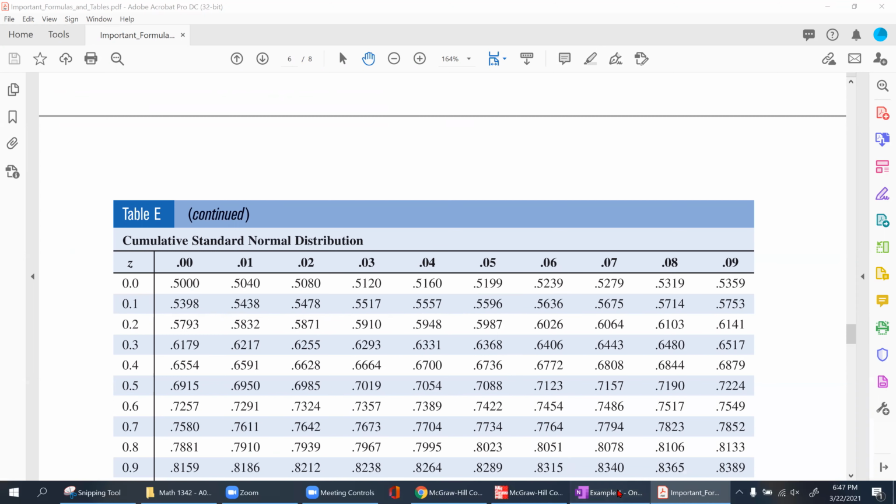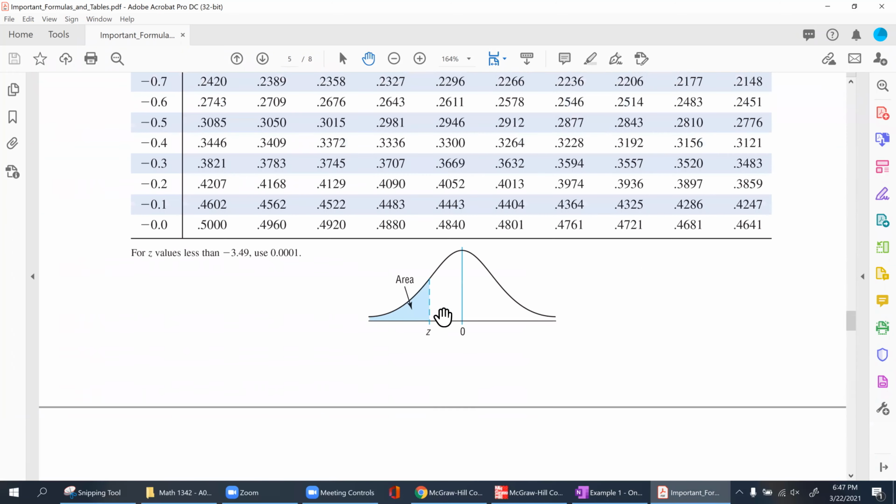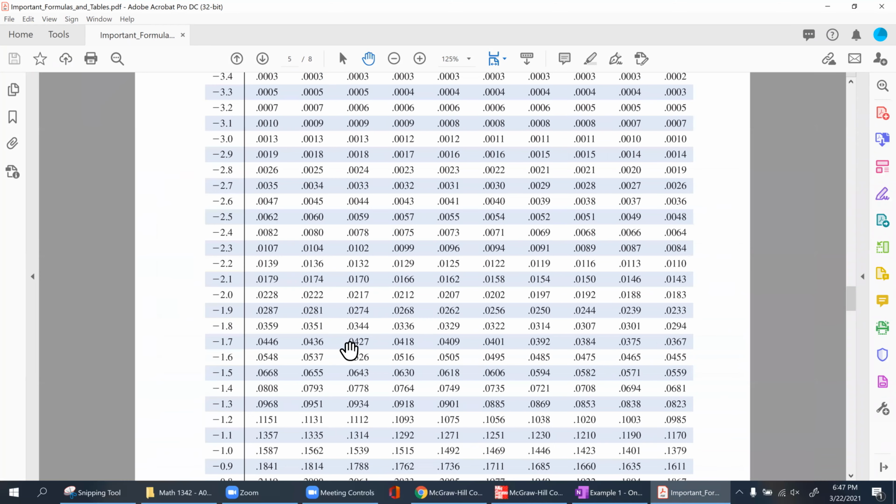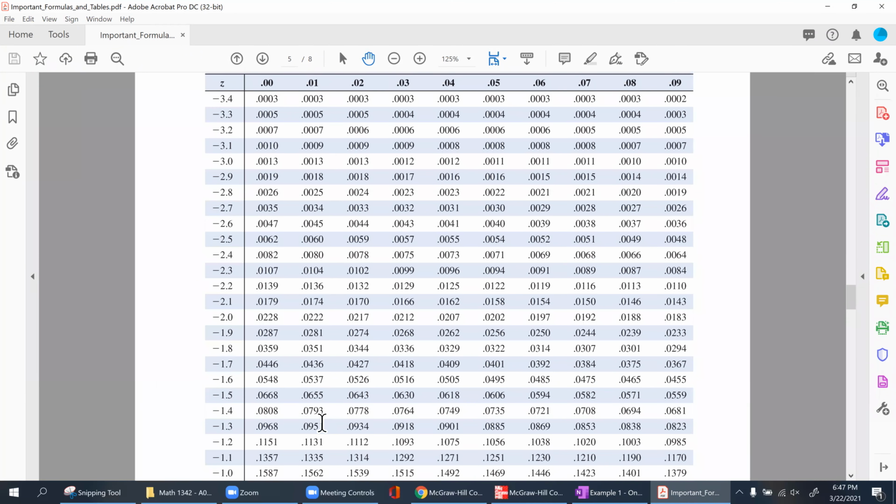My z-value was negative 1.36, so we're going to look for negative 1.3, which is right here, and cross that with 0.06, which is here. That means the probability at that point is 0.0869, or, if you multiply this by 100, 8.69%. And this is to the left.